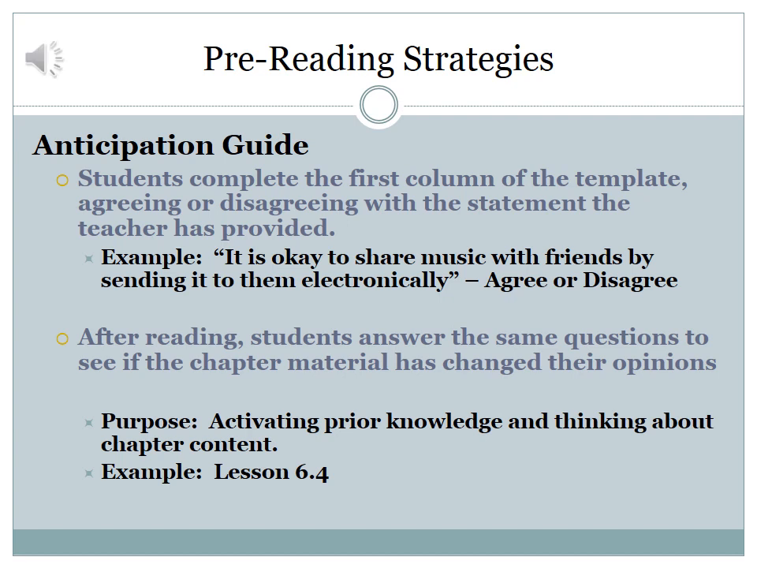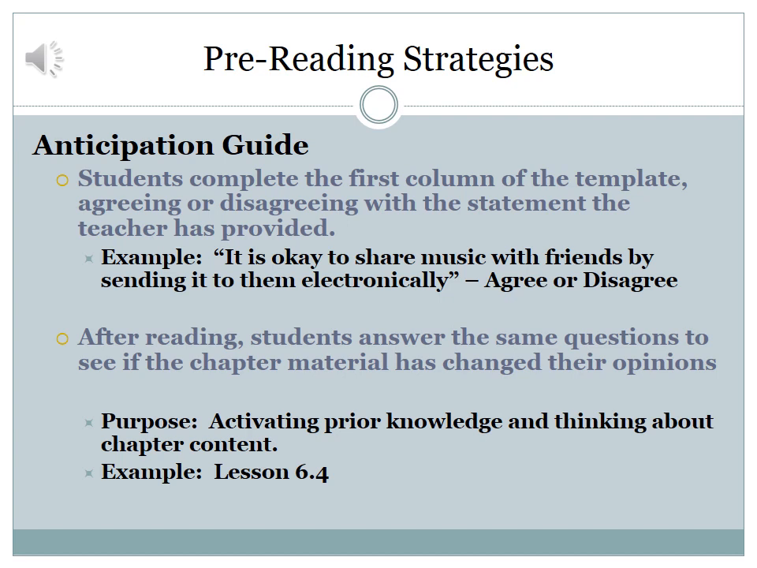Another strategy that functions as both a pre-reading and an after-reading strategy is the Anticipation Guide, which we will use in Chapter 6. In this strategy, students complete the first column of the template, agreeing or disagreeing with the statement that the teacher has provided. For example, it is okay to share music with friends by sending it to them electronically. Do you agree or disagree?